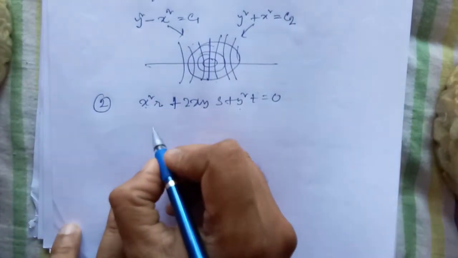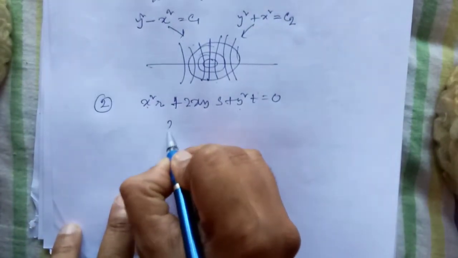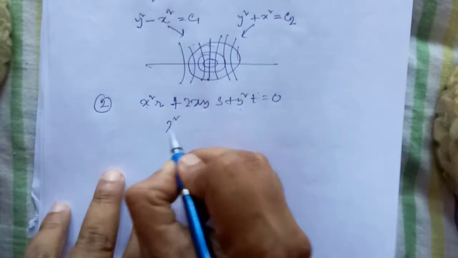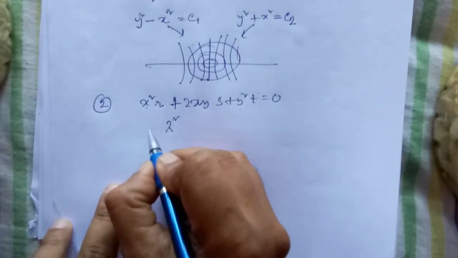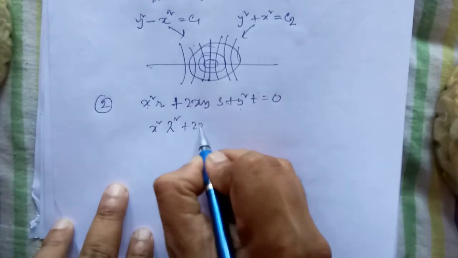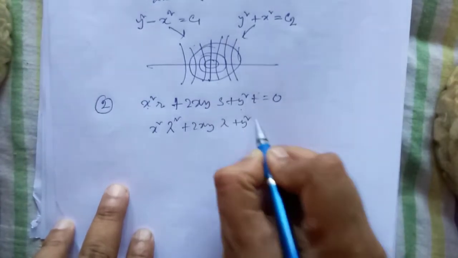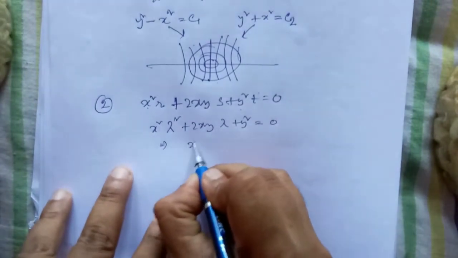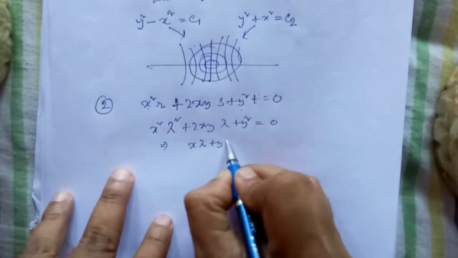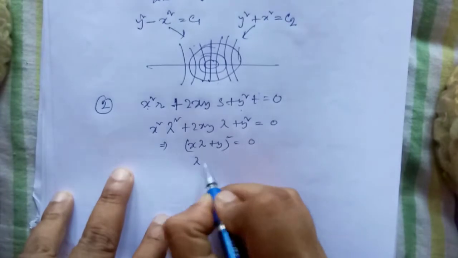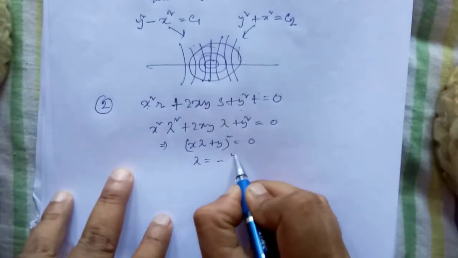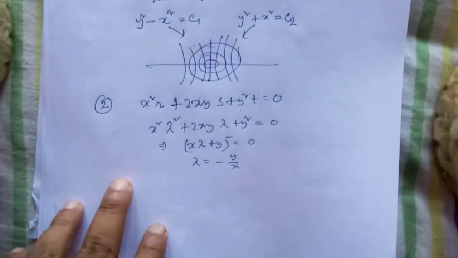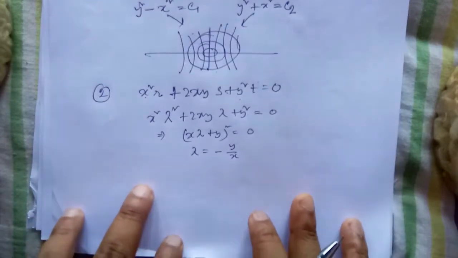And what is the characteristic equation generating this? λ²x² + 2xyλ + y² = 0. That is, you are finding out that (xλ + y)² = 0. So λ = −y/x. Only one value can be obtained, right?